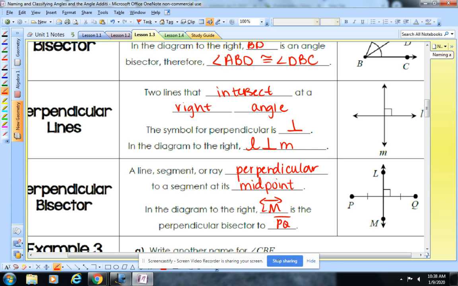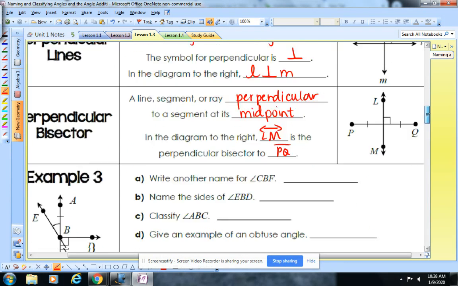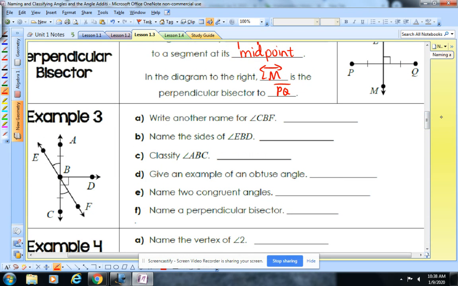So the rest of these examples, we're kind of just answering some questions about some pictures they give us. Okay? So example 3 right here says, write another name for angle CBF. Well, let me look at CBF. How else could I name CBF? FBC. Very good. So angle symbol, FBC.